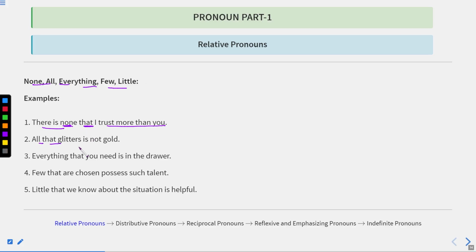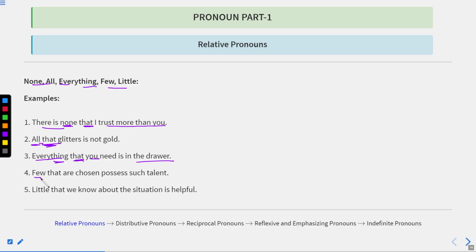All that glitters is not gold. Here you can see the word all, and for the relative pronoun, I have used the word that. Everything that you need is in the drawer. So with everything that you need, that is used in this case because everything is written over here. But with any indefinite pronoun, it should be related to a thing. Only then you can use that. If it is anyone, you can write which.